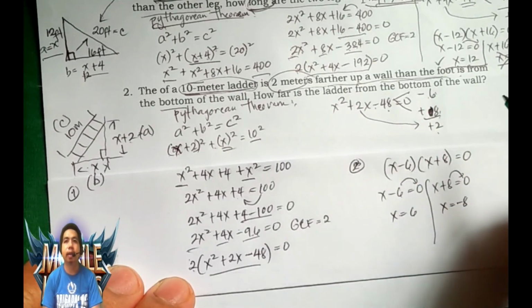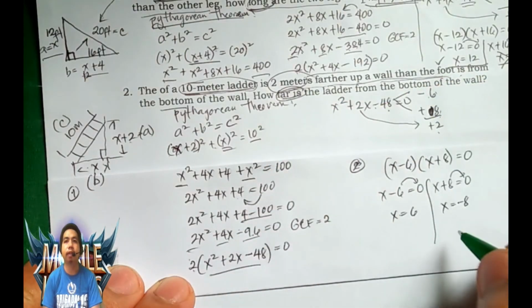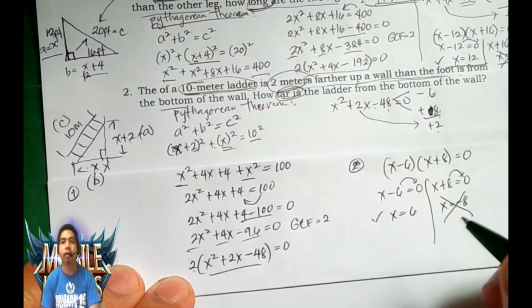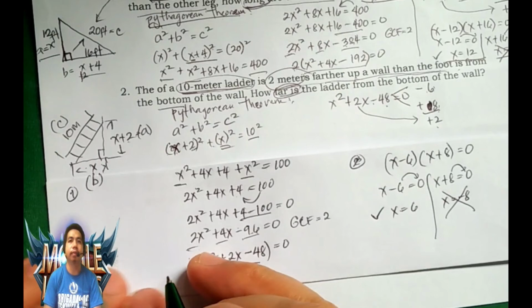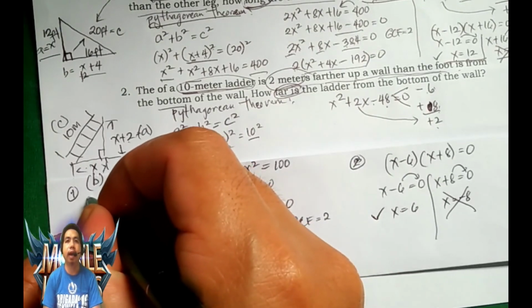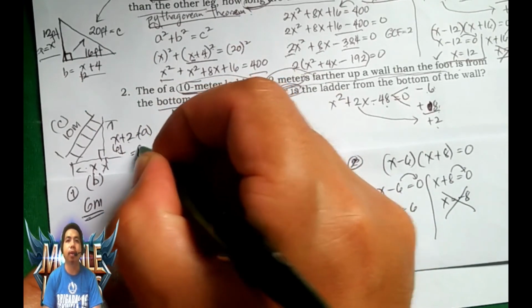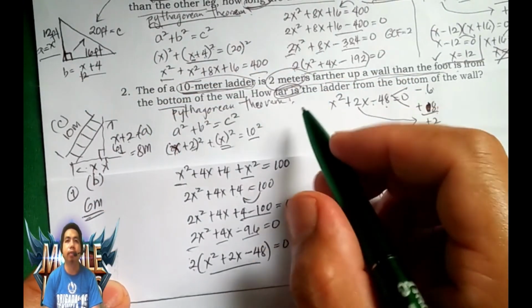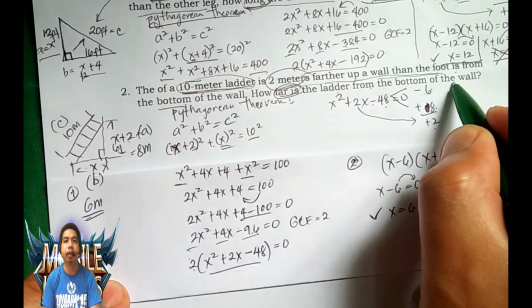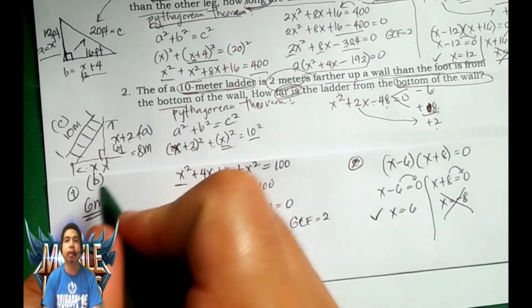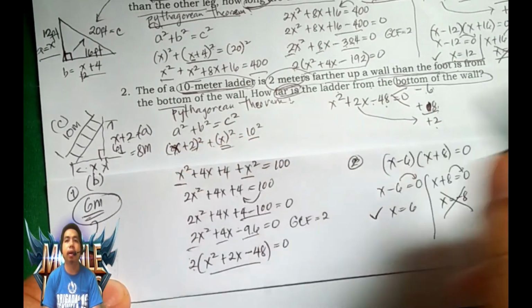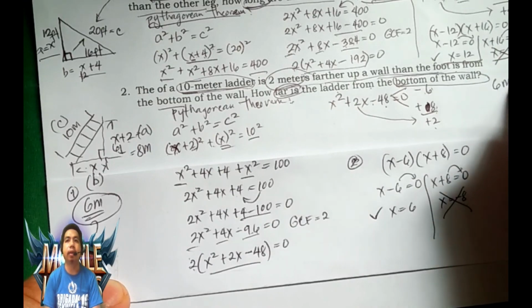But then, ang hinanap natin dito, how far? So distance again, so cross out na natin yung mga negative. So ang sagot lang natin dito ay yung positive, kukunin natin. So ang tinatanong dito, gaano kalayo yung ating ladder, yung foot ng ladder dun sa bottom ng wall. So that is 6 meters. Just in case gaano kataas yung inabot ng ladder, that will be 6 plus 2, and that is 8 meters. So in this problem, ang tinatanong lang dito ay yung gaano kalayo yung foot ng ladder dun sa bottom ng wall, and that is 6 meters.